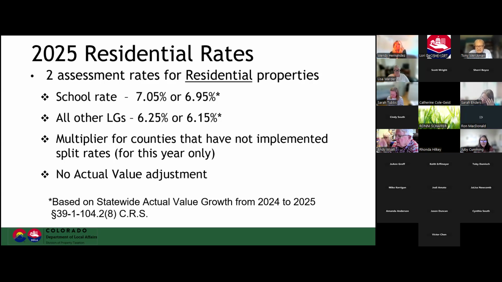Tony, Andy Wyatt. Hey, Andy. You briefly hit on that school rate of 7.05 and 6.95. Is there a possibility that our second certification might go to that 7.95? Or you mean the 6?